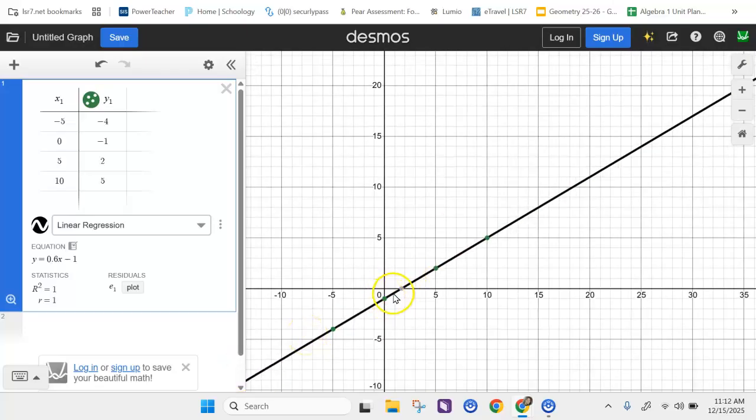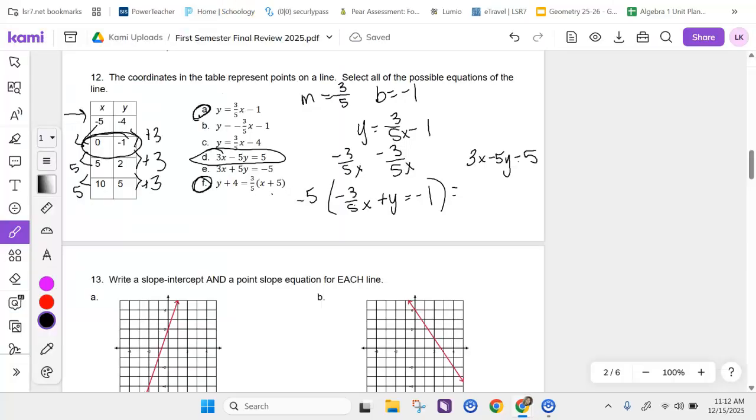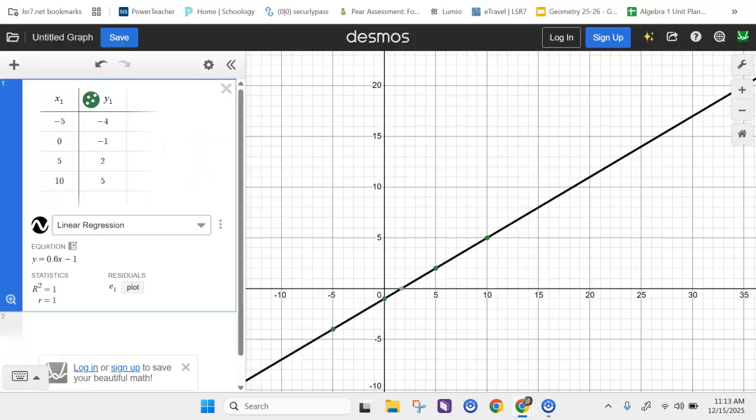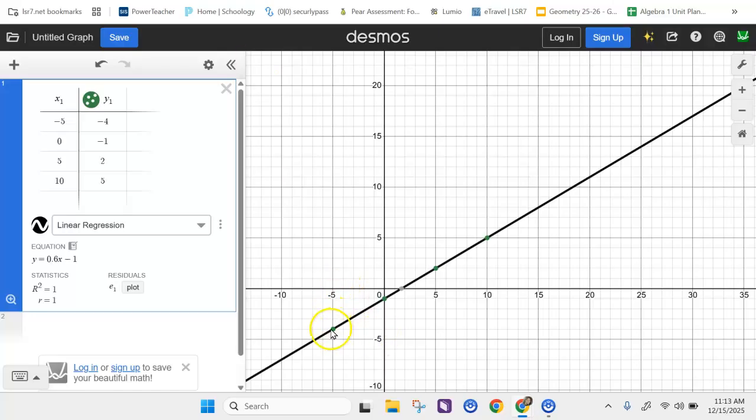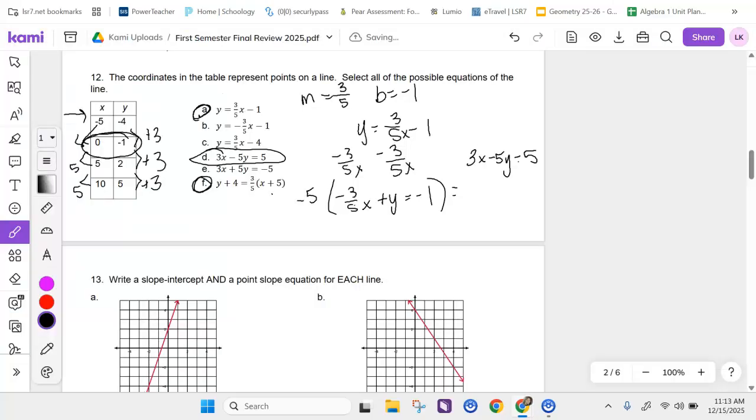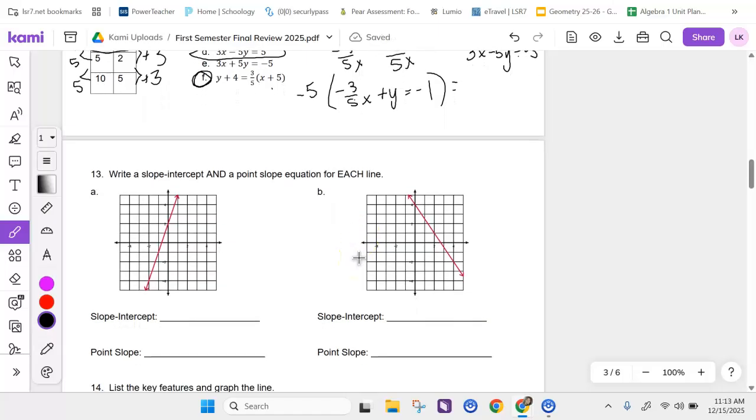Then to find my standard, I'm just trying to find where it crosses the x and y. So it crosses the y at -1, and the x, that's a rough value. So if I find my x and y intercepts here, I divide by -5, y equals -1, divide by 3, x would be 5/3. So that would go to your standard. And then you can look here to see, okay, is -5, -4 a point? -5, -4 is a point. So that works. Just another way to do it.